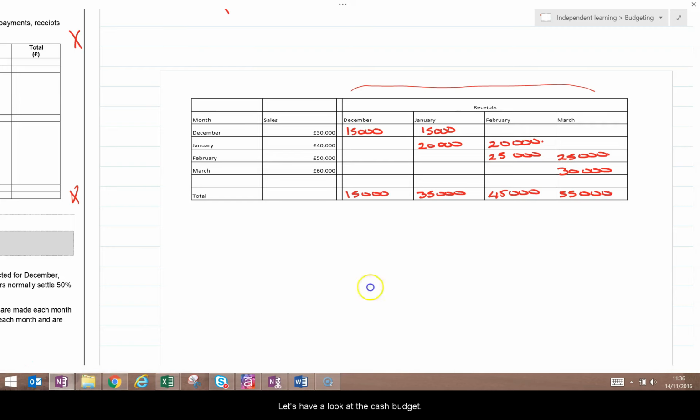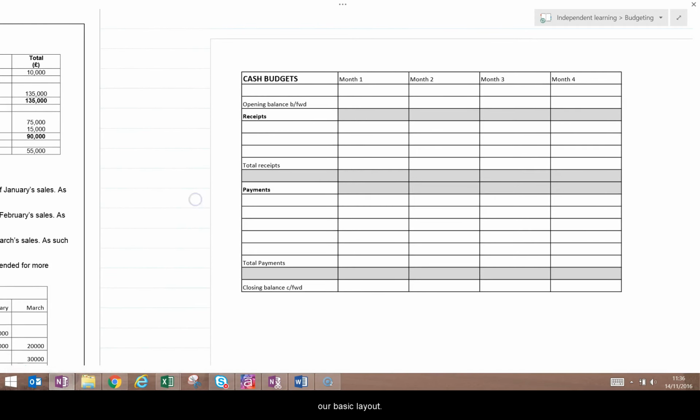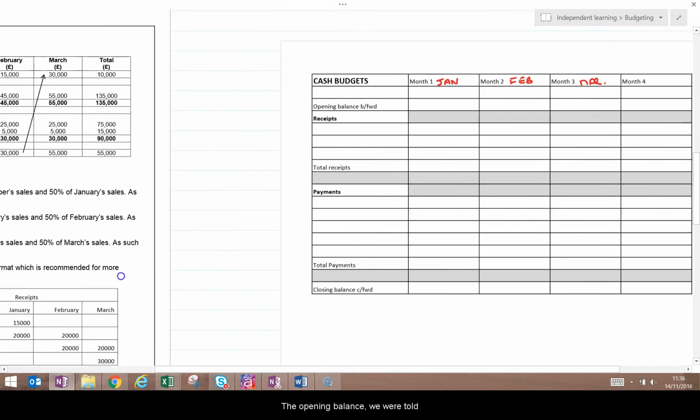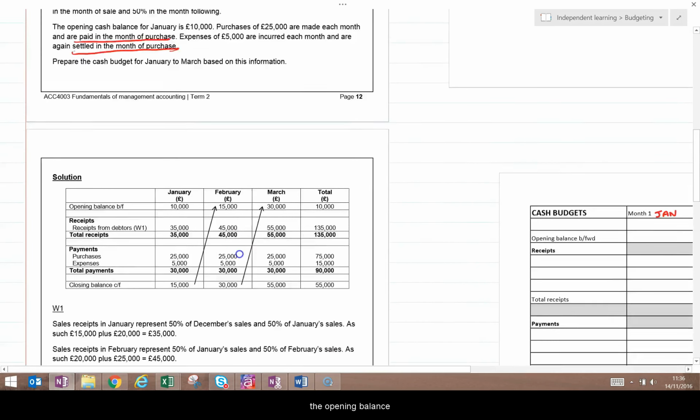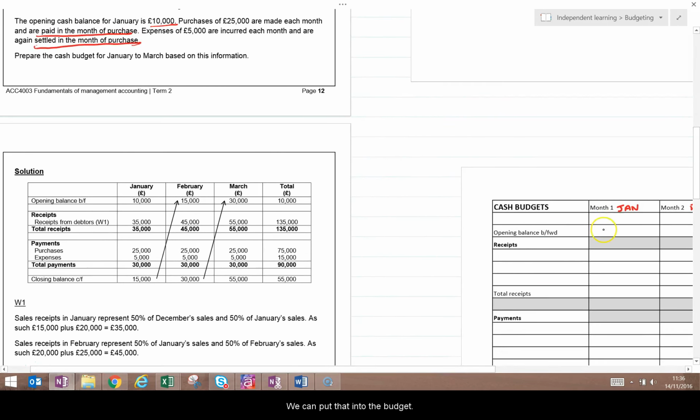So let's have a look at the cash budget. So we have here our basic layout. So across the top I can replace the month 1 with the name of the month. So we've got January, February, March. So what do we know? Well, the opening cash balance for January, £10,000. So we can put that into the budget.